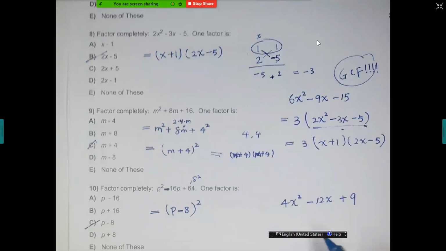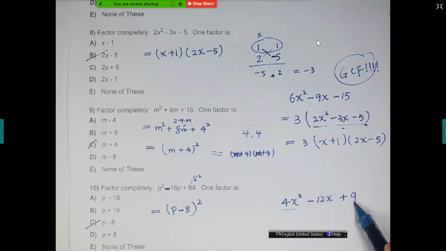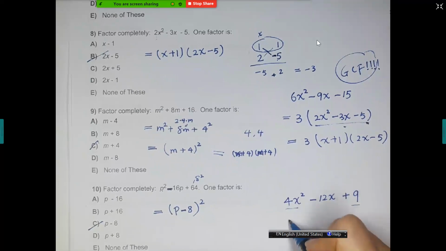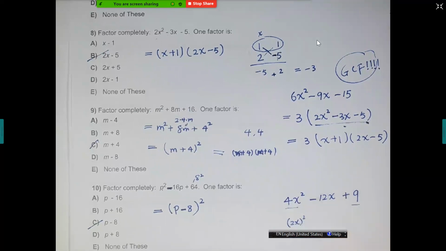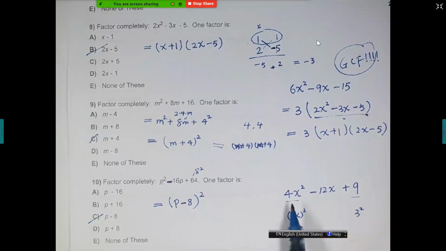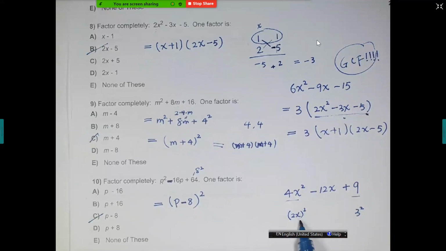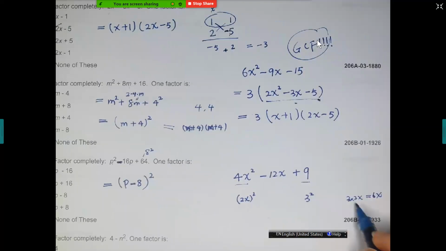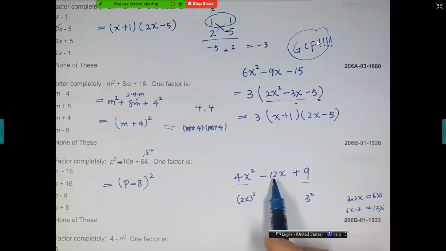Or when I see this, I recognize the first term and third term are both something squared. The first one, 4x squared, can be seen as what? (2x) squared. And the third term, 9, of course, we know that it's 3 squared. So the first and third are both perfect square terms. Then I just look at the base. The base is 3 and 2x. When you multiply 3 and 2x, what do we get? We get 6x. When you double the 6x, 6x times 2, what do we get? 12x. That's exactly what we have in the middle.